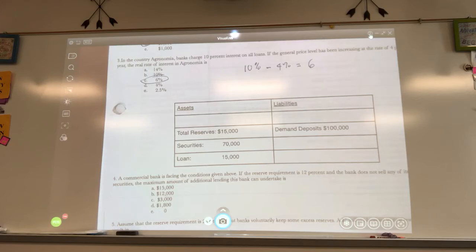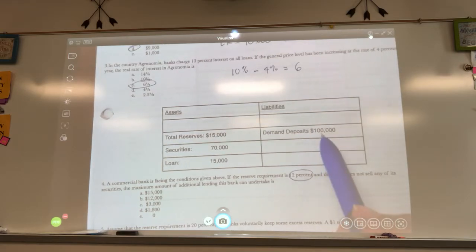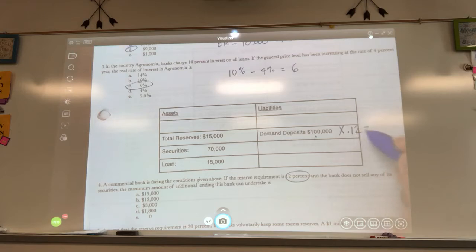A commercial bank is above. What is this? This is a what type of chart? T-chart. If the reserve requirement is 12% and the bank does not sell any of its securities, what is the maximum amount of additional lending the bank can undertake? Okay, so here's the demand deposits, right? I need to figure out what the reserve requirement is, right? So I take this and I do what? Multiply that by 1.12, which gives me what?